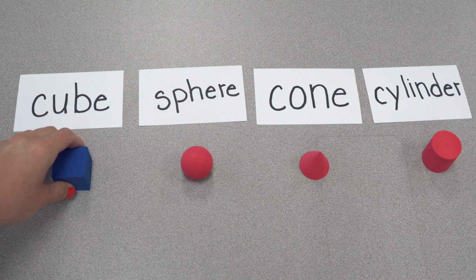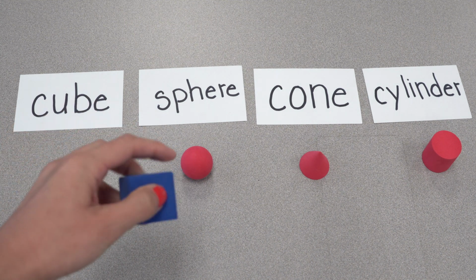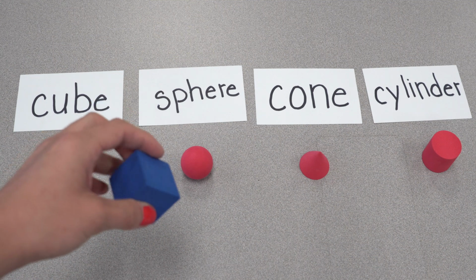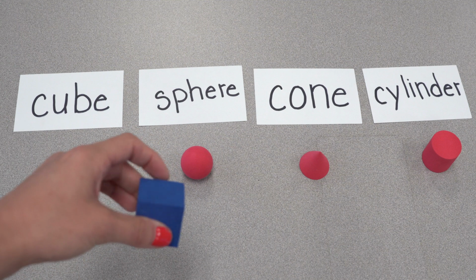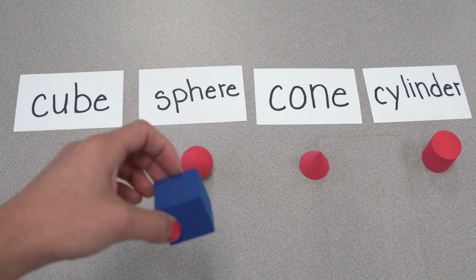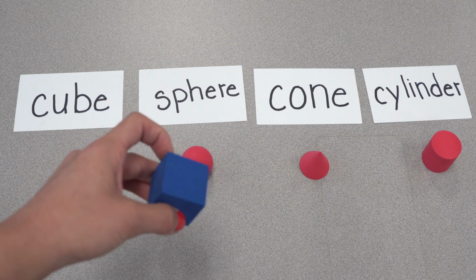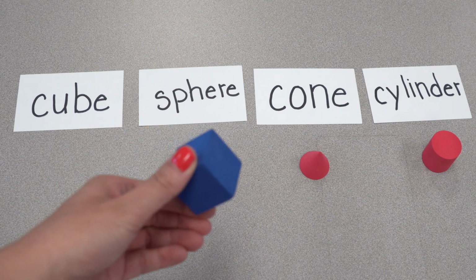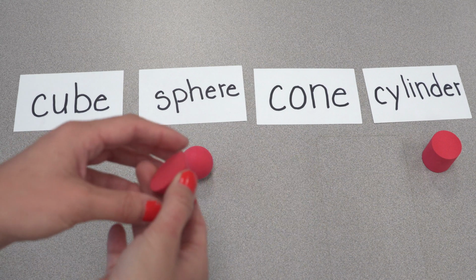What about a cube? Does a cube have corners? Yes, we counted them earlier. And we also saw that it has sides. What objects can you think of that are the same shape as the cube? Maybe blocks, maybe a tissue box. Awesome.